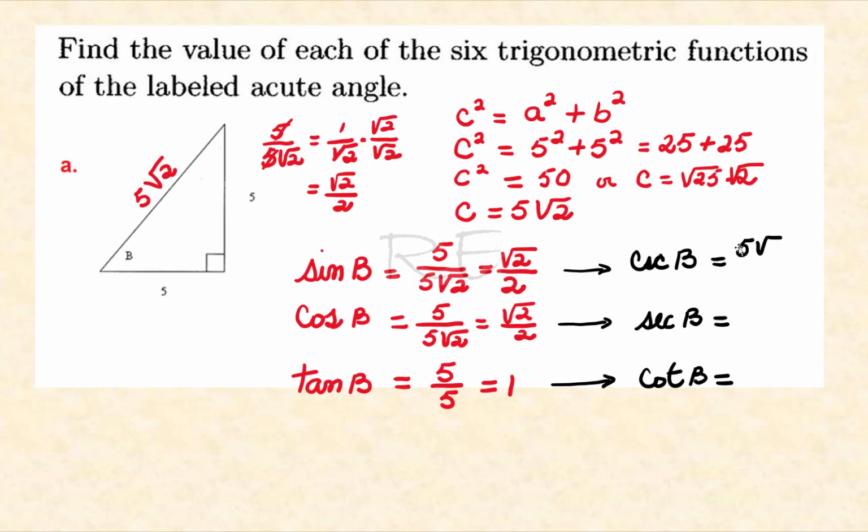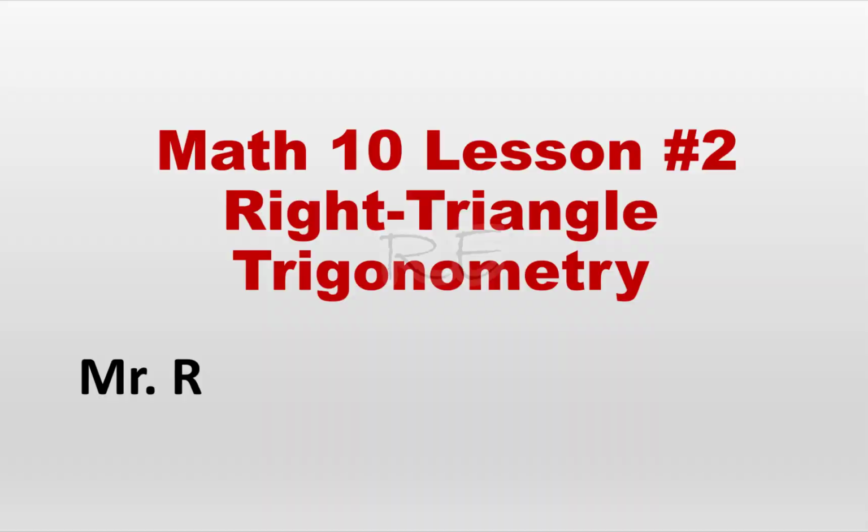Cosecant B is equal to 5 square root of 2 over 5. Therefore, it's equal to square root of 2. Secant B is equal to 5 square root of 2 over 5. It's going to be equal to square root of 2. And cotangent B, well, 5 over 5 is just 1.